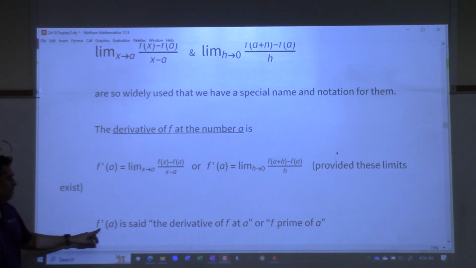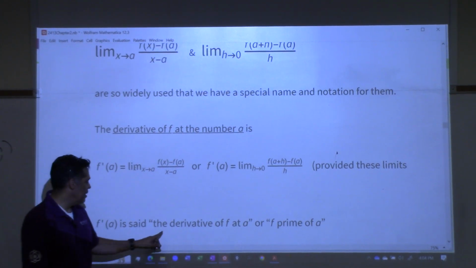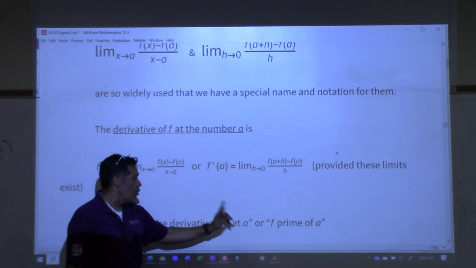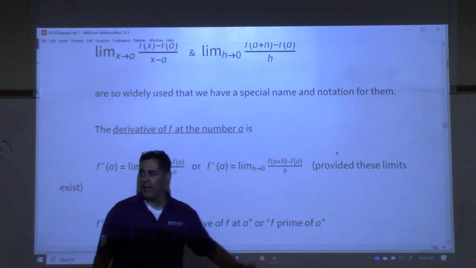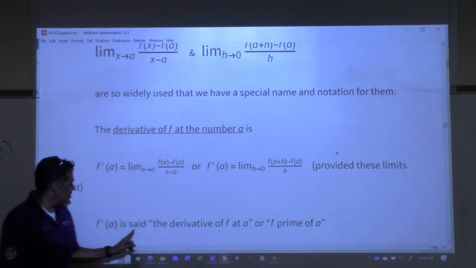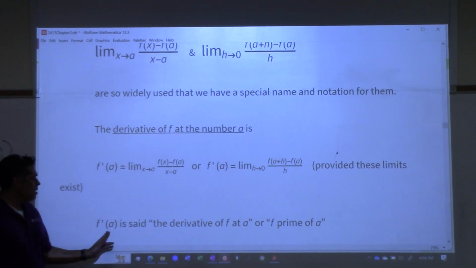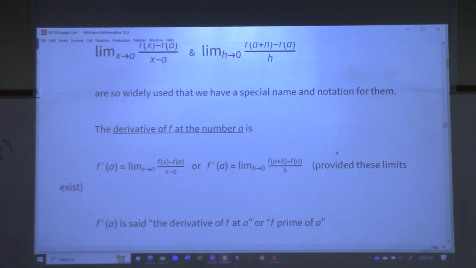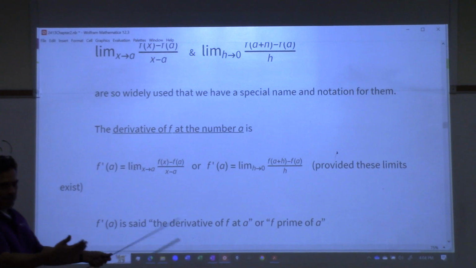So the way you say that, you can say it two different ways. You can say f prime of a, this little mark is called the prime mark, or you can say the derivative of f at a. But all it means is the slope of the tangent line there, right?